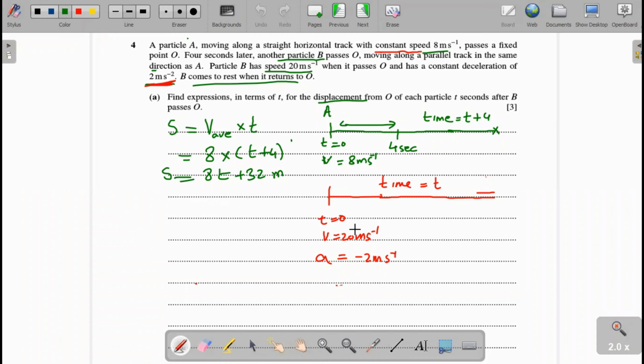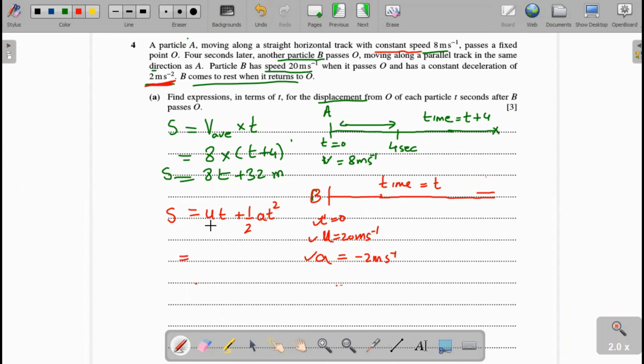Now here we find the displacement of particle B. This is the particle B motion. Here you can see that the time is given, speed is given. This is the initial speed. Acceleration is given. Therefore, to find distance, s equals ut plus half at square. This is the second equation of uniform motion.